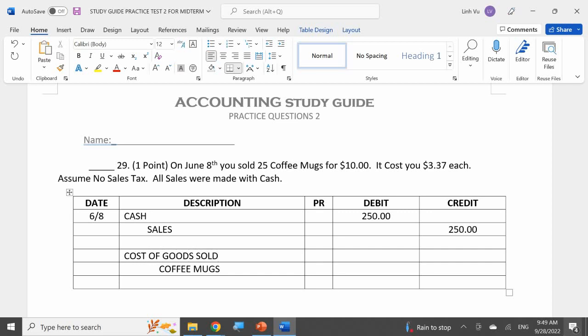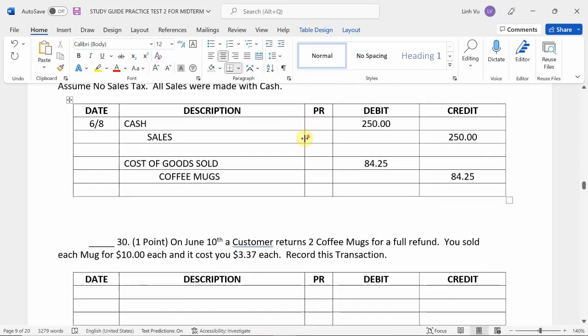So in this case, how much? $84.25. Okay, so in this case, it's gonna cost me $3.37, and I sold a total of 25. So it's gonna be $84.25. Right, that's what it cost me. But because I sold it for $10 each, I received a profit out of it. So that's the goal here, right?